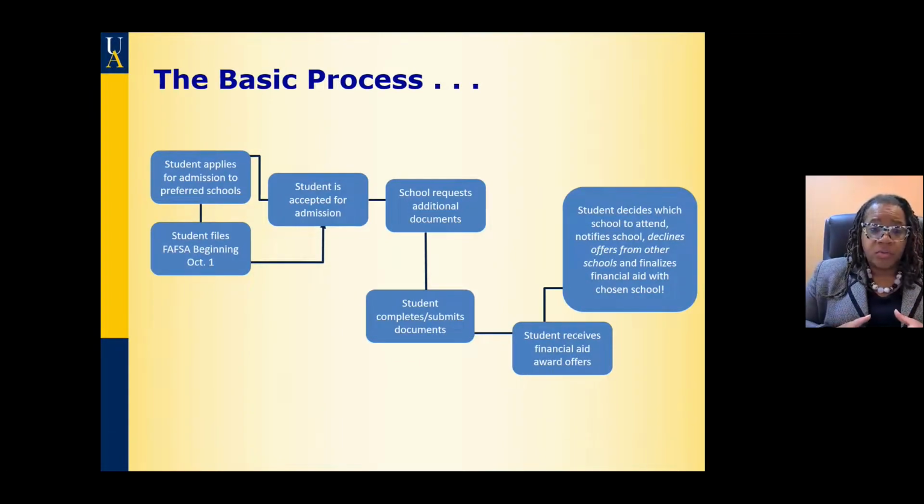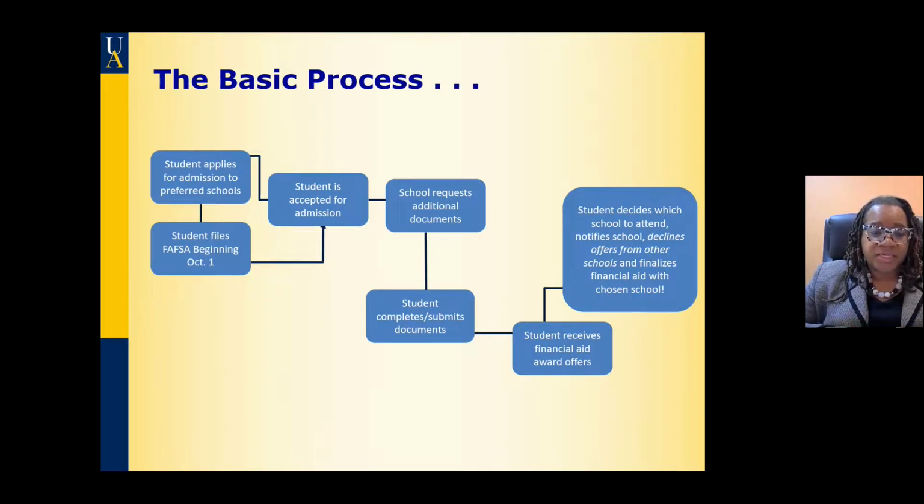Generally, you as a family unit, the student and their parent, and we'll talk a bit about that definition of parent, complete not only the admissions application for the different institutions you're looking at, but you also complete the FAFSA form, the Free Application for Federal Student Aid. When you're completing that form, you can put up to 10 schools on there at a time, and if your student has even more, they can add those on there.